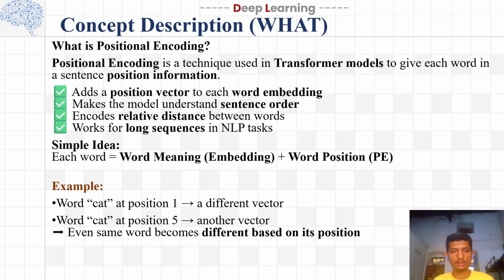The simple idea is that each word equals the word meaning, that is the embedding, plus the word position. There is one example. The word cat at position 1 has a different vector than the word cat at position 5. The values of these two vectors are different from each other, so even the same words become different based on their position.